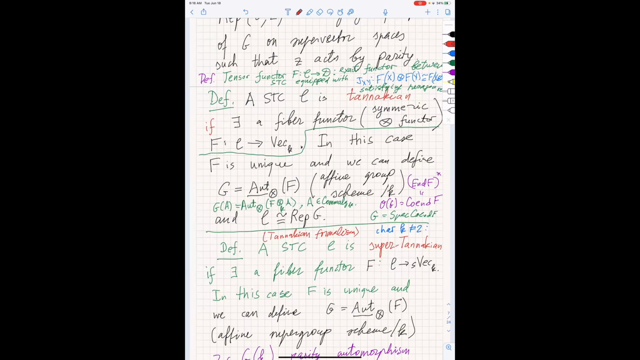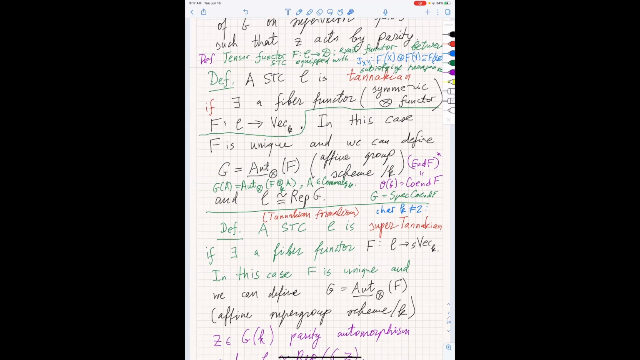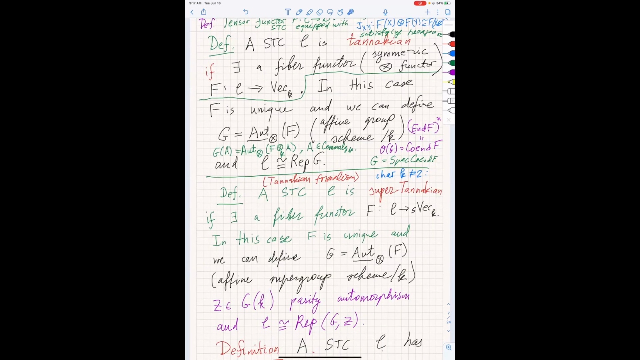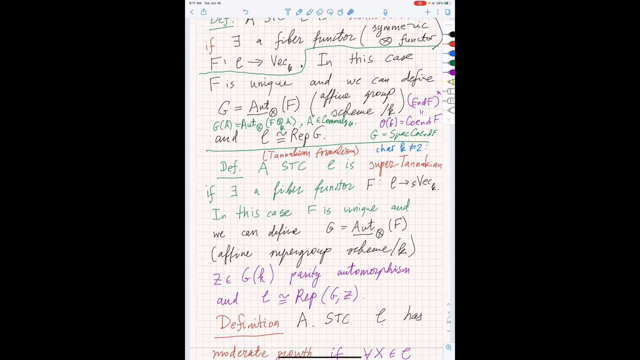And then there is a super version of this, when characteristic of K is not equal to 2, which goes under the name of super Tanakian formalism. So the definition here is that the symmetric tensor category is super Tanakian if there is a fiber functor, but in this case into super vector spaces. And everything generalizes. So in this case, f is also unique. And we can define G, which is the group of tensor automorphisms of f, which is an affine supergroup scheme over K.